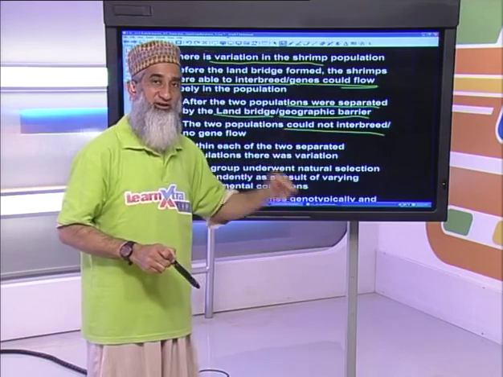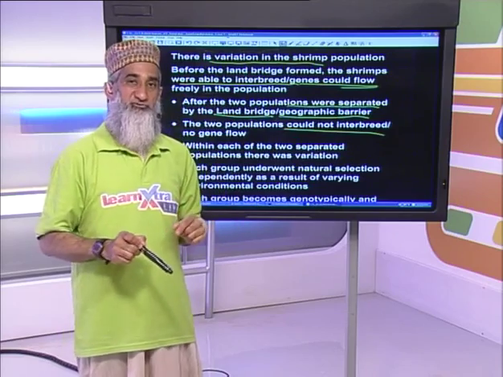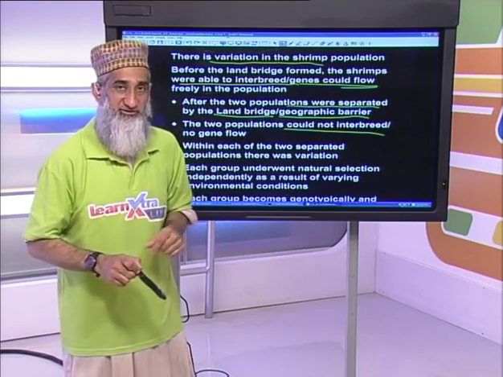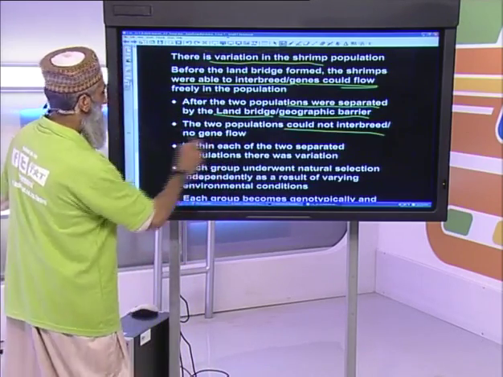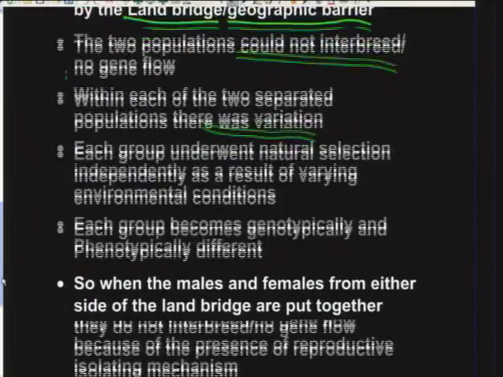And this geographical isolation will lead us to call this a particular type of speciation, and that is allopatric speciation. The populations could not interbreed, or notice this is a slash, this is an alternative to saying could not interbreed, or you can say there's no gene flow. It means the same thing. Within each of the two separated populations, there was variation. We spoke about that there as well.